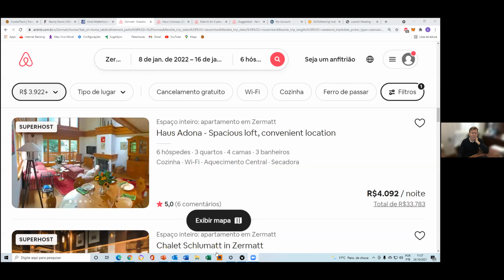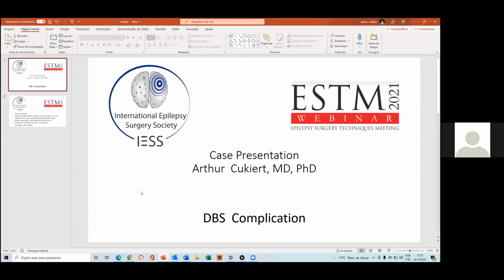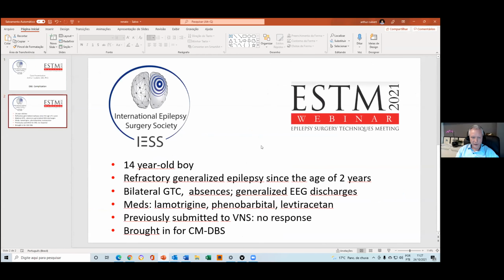And what I'm going to be showing you, can you see the screen? Yeah. Okay, perfect. So I'm going to be showing you a complication that we had in a DBS procedure. Of course, we are not interested in long discussions of the case. It's mainly a technical presentation, but this is the case.